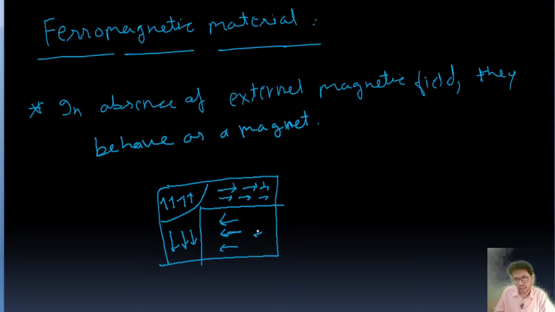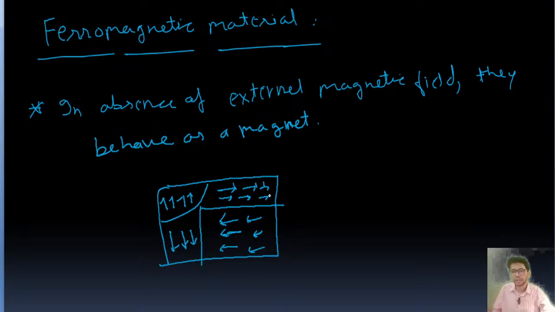So the dipoles are arranged in ferromagnetic material in this fashion. The net dipole moment is not zero, guys, and that's why, in the absence of a magnetic field, they behave as a magnet. So this is the diamagnetic.